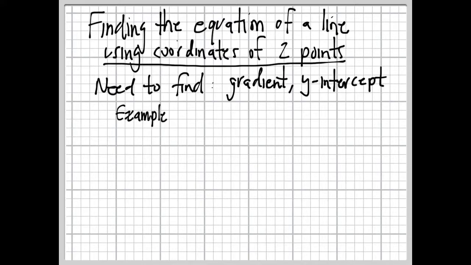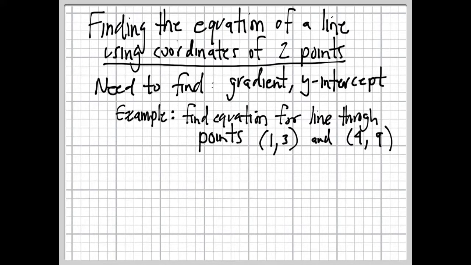So an example is if we have the points, we want to find the equation for the line through the points 1, 3 and 4, 9. So these are 2 points, and there's a line that goes through these 2 points, and we want to find the equation for that line. Okay, as it says here, the first thing we're going to do is find the gradient.